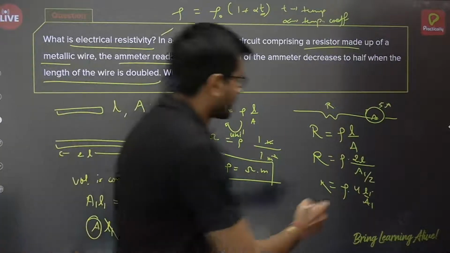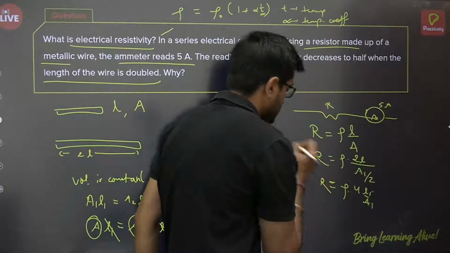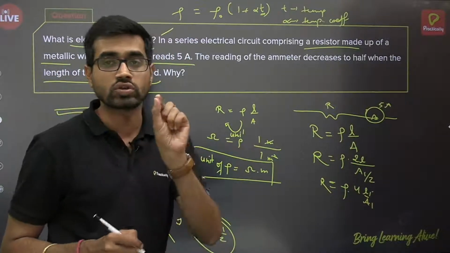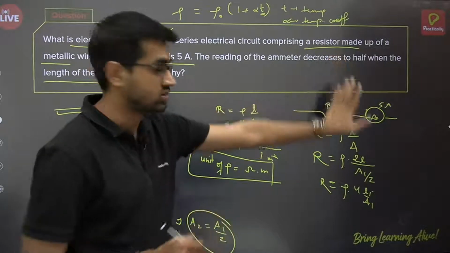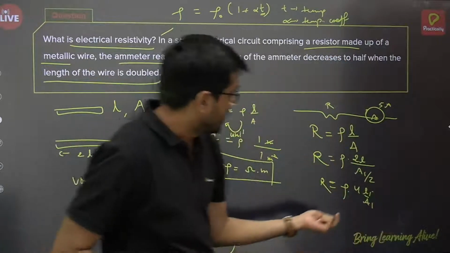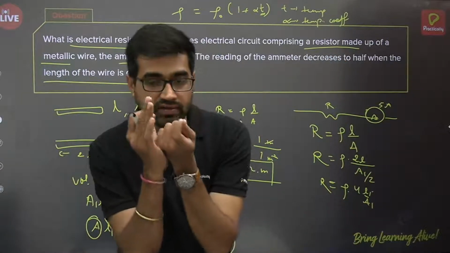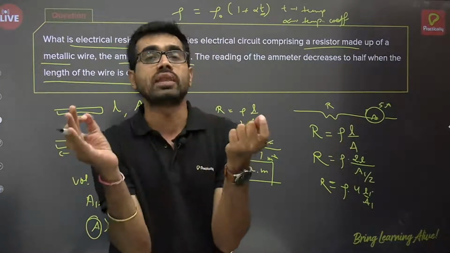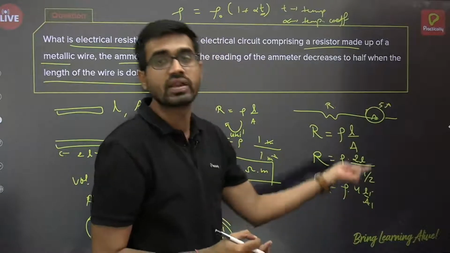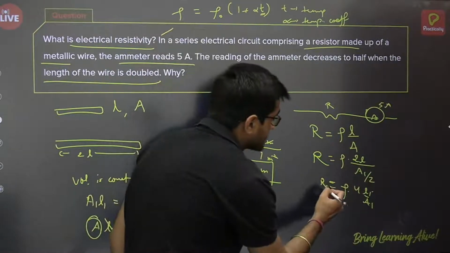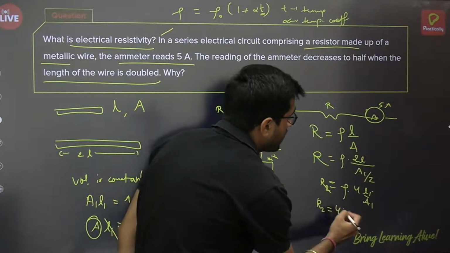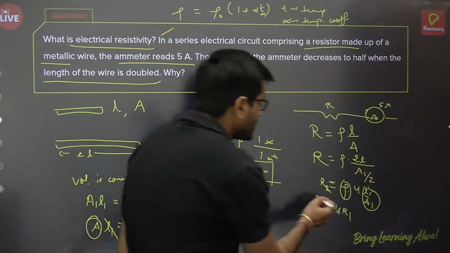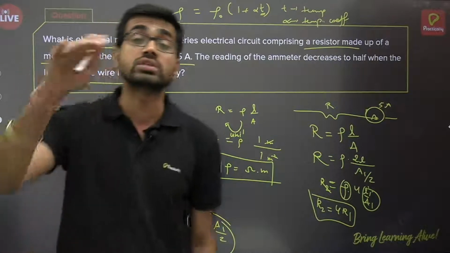Okay. Now, listen very carefully, this is a very good question to understand and clear all the concepts. If I take the same wire and make it double the length, the area will become half, the length will become double. The new resistance R2 is nothing but 4 times the original resistance, rho L by A, right? So the new resistance is 4 times the original resistance.